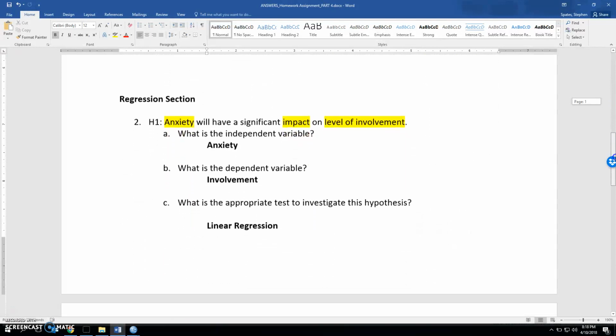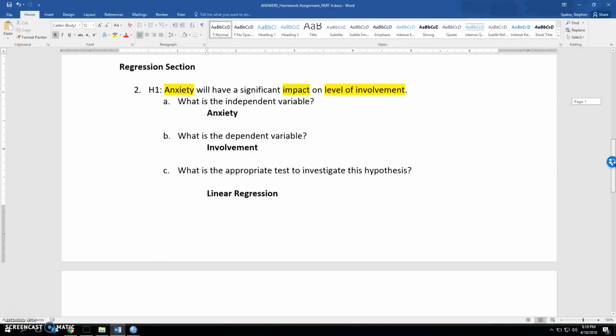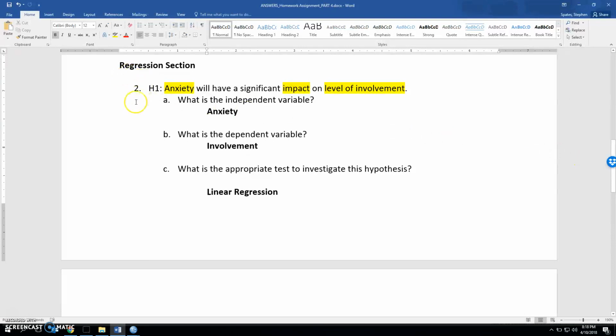However, we finish off this assignment by looking at regression. We have 2 of those. Let's look at the first one. Number 2 begins our regression section, and Hypothesis 1 states that anxiety will have a significant impact on level of involvement.